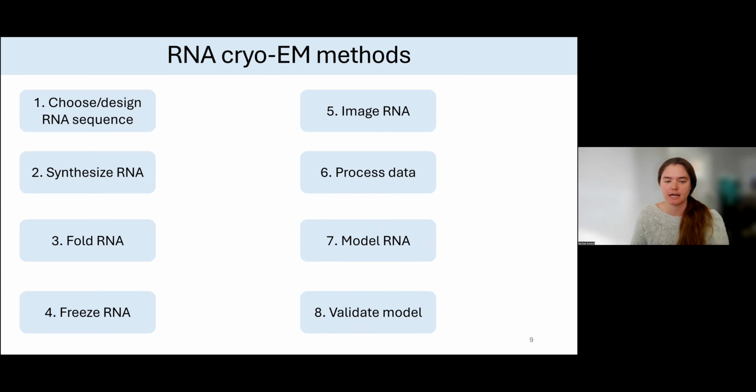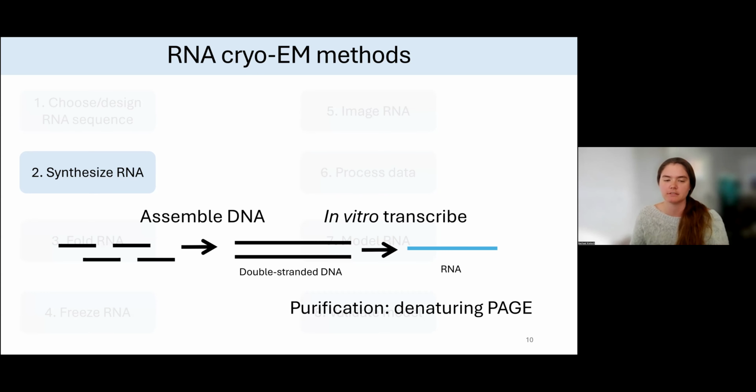So I wanted just to highlight the methods that would be slightly different to a protein cryo-EM single particle prep. The first is our synthesis, right? So we do this all in vitro. Very briefly, we assemble a double-stranded DNA that is a sequence of interest. We then in vitro transcribe it. So we have in vitro enzymes that will read this DNA and transcribe it into RNA.